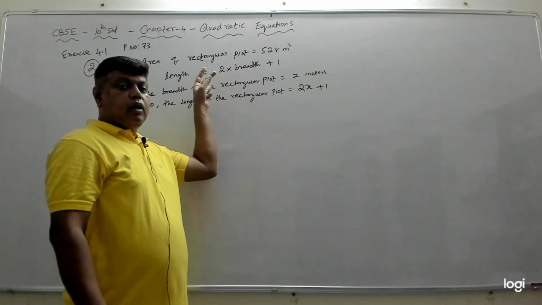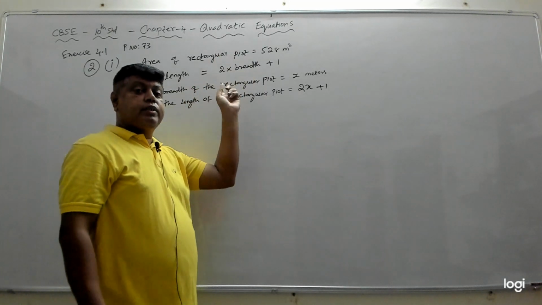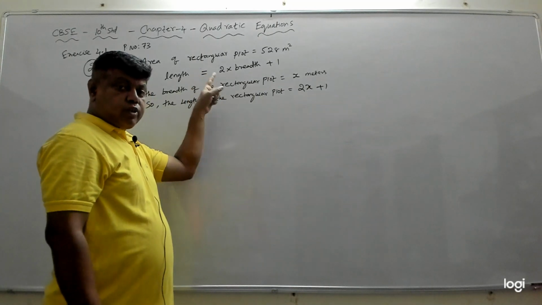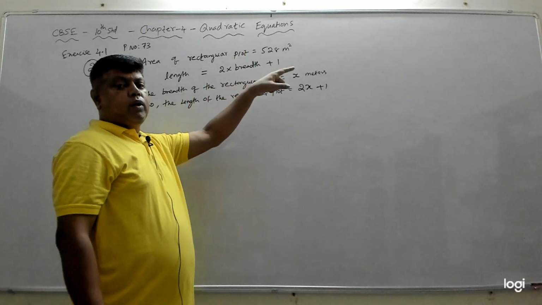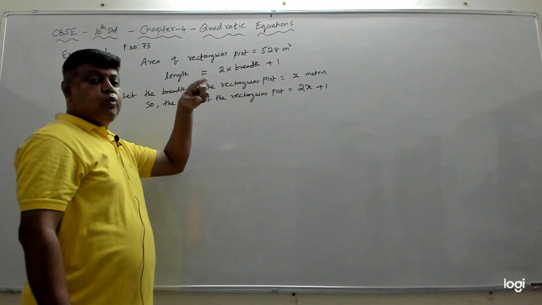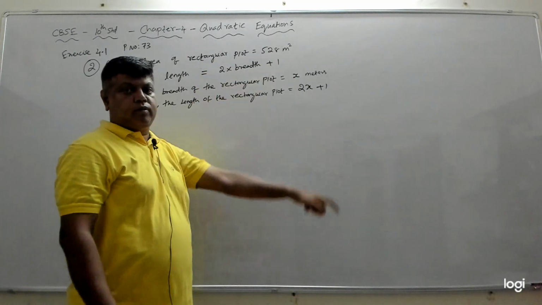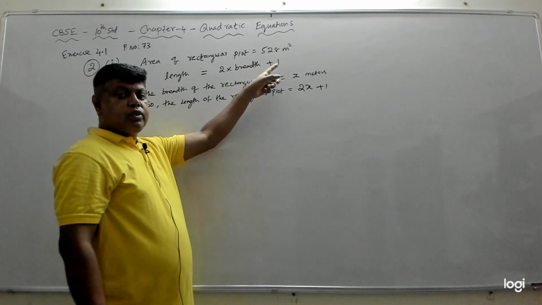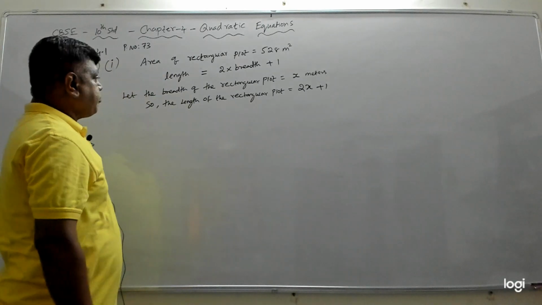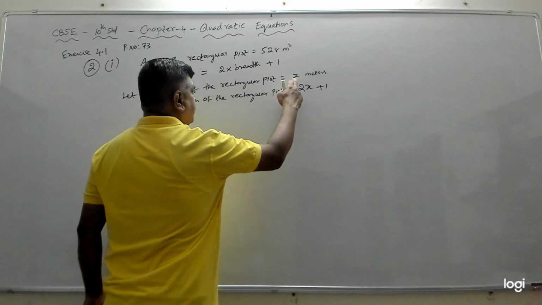Sometimes they may say, your length is 1 less than 2 times breadth, means you should first always write 2 times breadth, then put plus 1. If they say 1 less than 2 times breadth, means 2 times breadth minus 1. So always put this plus or minus 1 in the end. Now this is your breadth, this is your length.